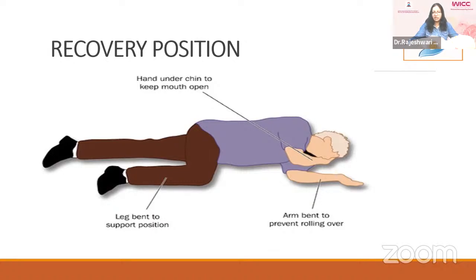Hand under the chin, keeping the mouth open, and arm bent to prevent rolling over. So the person doesn't roll over by himself. And the leg is bent to support that position. If the person's leg is kept over the other leg, what happens? There is a tendency that the person will roll over. So one leg should be kept in front so that the person won't roll over. So this position is called the recovery position.